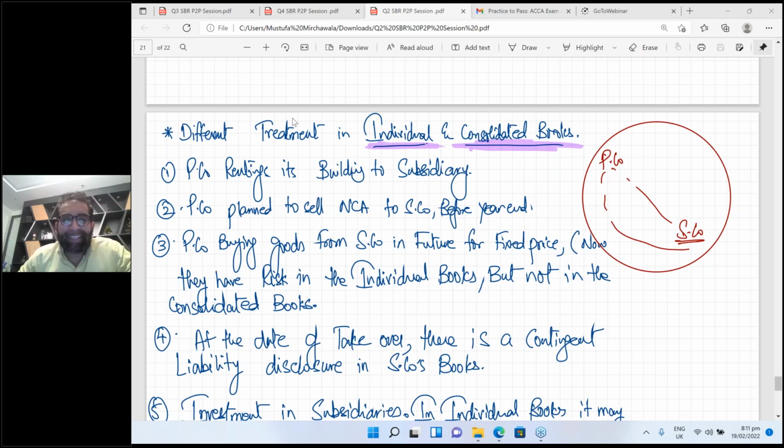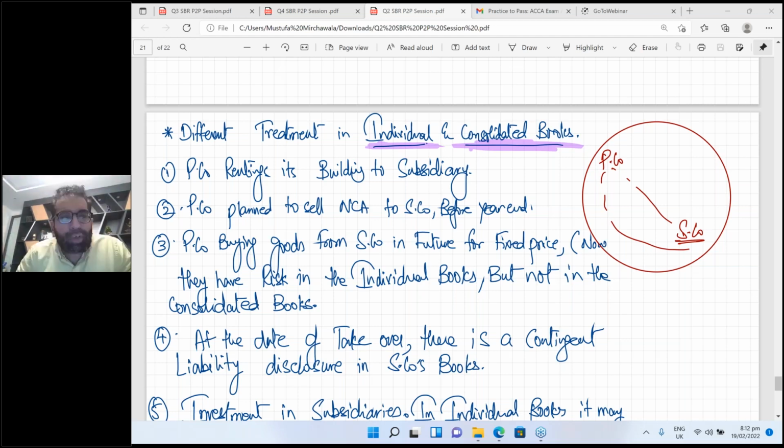In this case the parent company will win and the subsidiary company will lose. But on the other hand, if the price goes down, the parent company will lose and the subsidiary company will win. So yes, there is a risk in the individual books of parent and subsidiary. But in the consolidated books, family books, there is no risk, because consolidation is like a family. In the group books there is no risk.